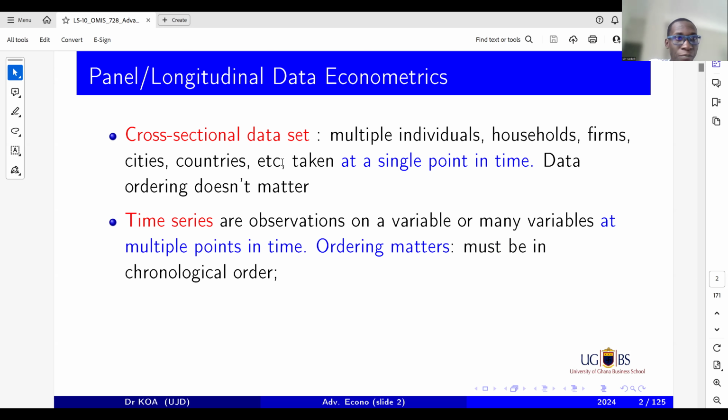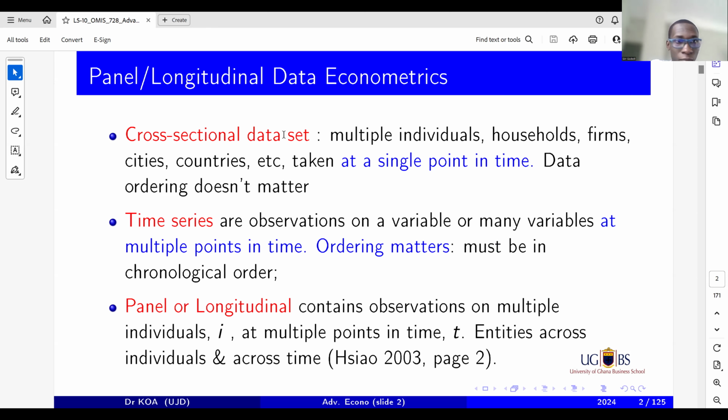Cross-sectional data, time series data, and panel data are three different kinds of data sets. In a cross-section, you are focusing on a single point in time. You can decide what that point in time is. It can be a month, a year, even a day. But the key point about cross-sectional data is that you ignore the time element. Your focus is on the individuals, and the individuals can be a person, a household, cities, countries, all of them. So ordering doesn't matter when it comes to cross-sectional, but ordering matters when it comes to time series.